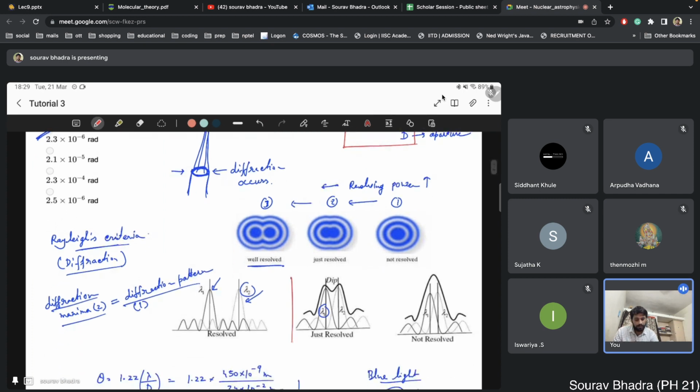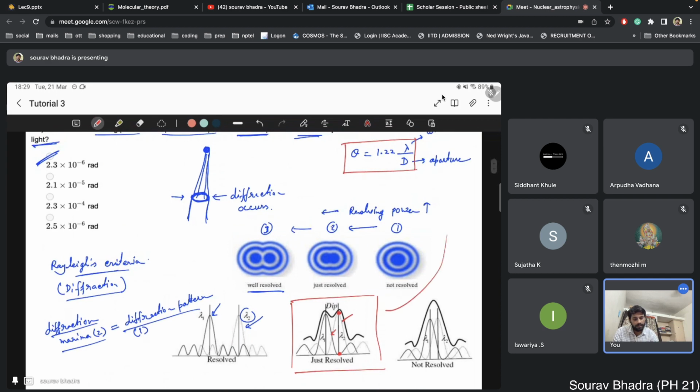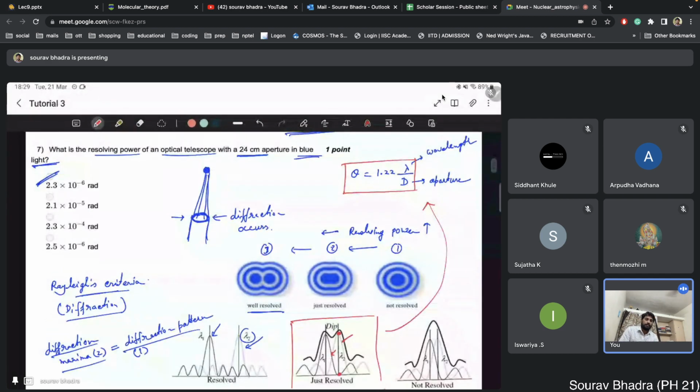Always try to remember this particular image, where the peak of the second one, that faint line, is actually at the same position where the minimum of the first source is coming. So the minimum is due to lambda 1 and the maximum is due to lambda 2, two different sources. That is the Rayleigh criterion, and that will lead you to the equation theta = 1.22 lambda by d. Just remember that. And here the theta you will get is in radian.